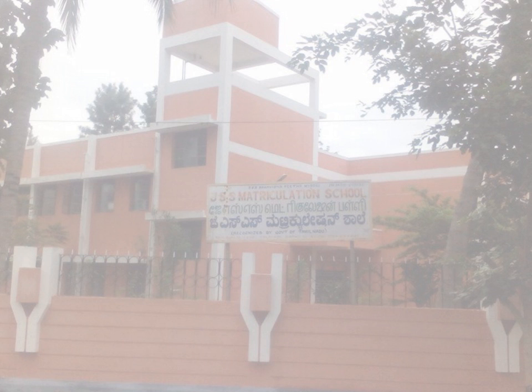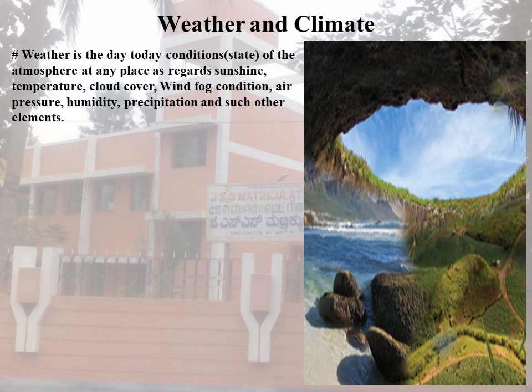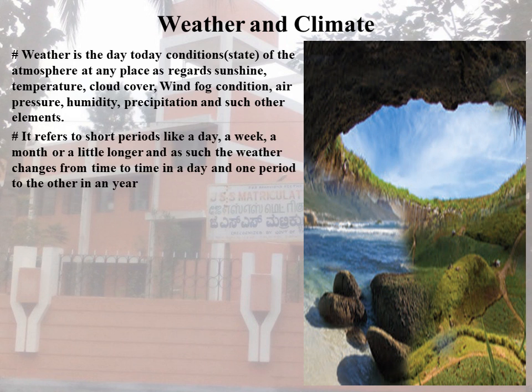So, in this chapter, we are going to learn about weather and climate, its elements, and how they influence our lifestyle. First, we are going to learn about weather. Weather is the day to day condition of the atmosphere at any place as regards sunshine, temperature, cloud cover, wind, fog conditions, air pressure, humidity, precipitation, and such other elements. It refers to a short period like a day, a week, a month, or a little larger, and as such weather changes from time to time in a day and from one period to the other in a year.